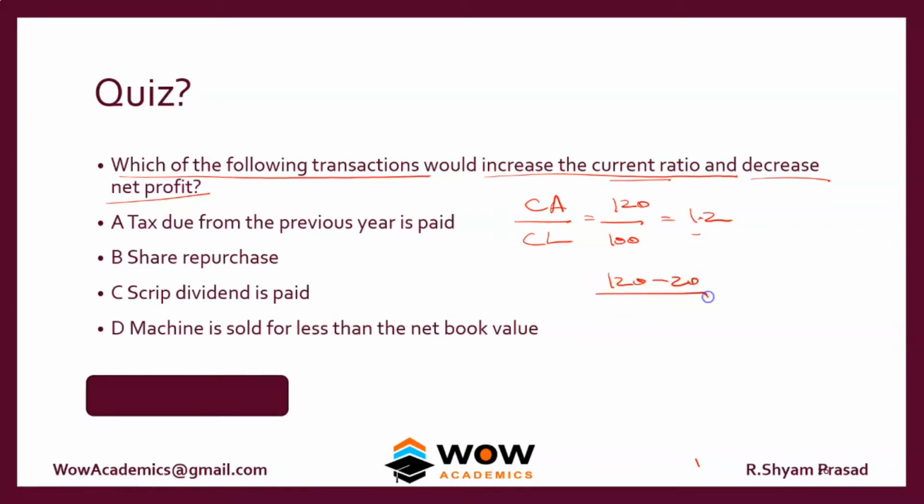So 120 minus 20, because cash is paid, so 20 will move off. The tax is a liability, so you deduct 20 here as well. So you get an answer like 100 divided by 80. Your number is moving to 1.25. So will it be correct to say that it has moved? Is it increasing the current ratio? Yes, the current ratio gets increased.